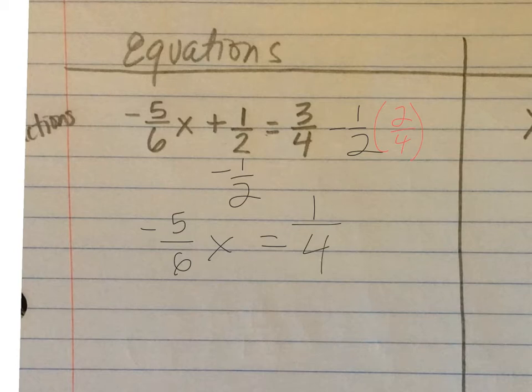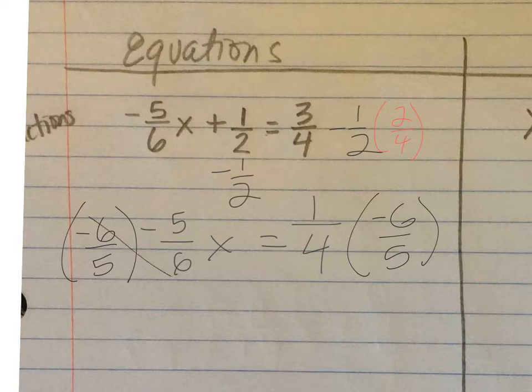My second step is to multiply by the inverse of this number, -6/5. This cancels out. I'm left with x. And on this side, I can cancel. 6 and 4 are both divisible by 2. This becomes a 3. This becomes a 2.